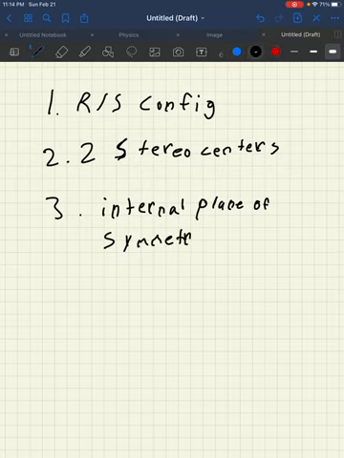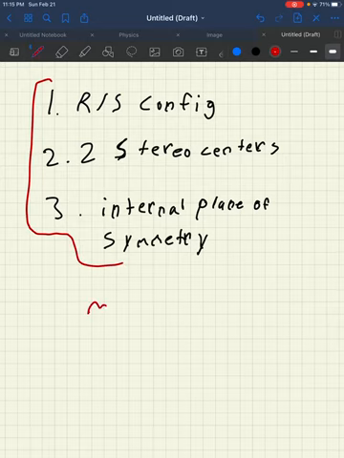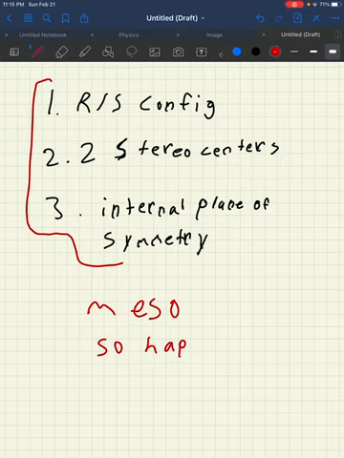So keep these things in mind when you're looking for meso compounds, and you'll be so happy.